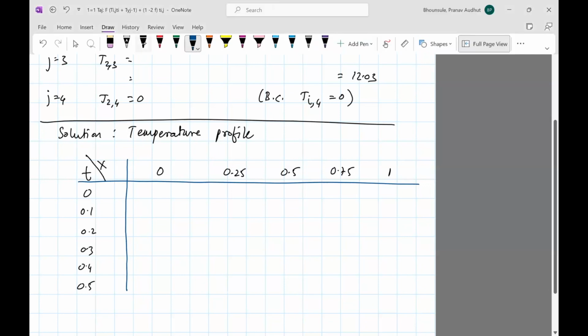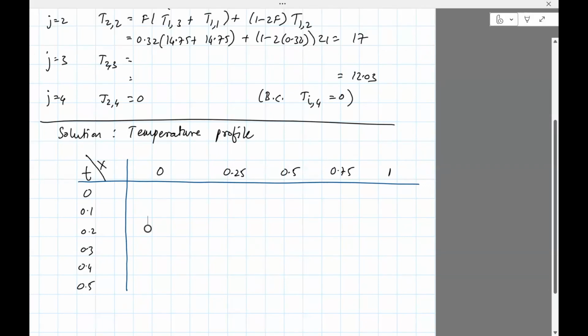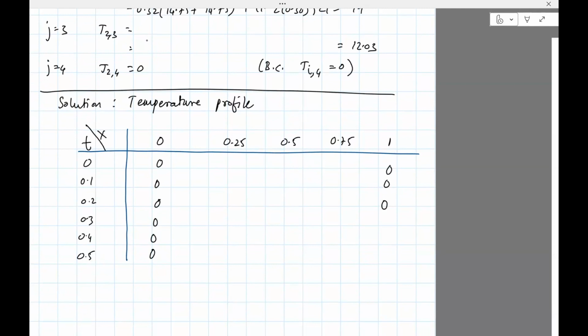Okay, so we need to fill this from the calculations you do. Since the boundary condition is 0, this will always be 0, 0, 0, 0. And then this is also easy. It's 0, 0. How many zeros do I have? 1, 2, 3, 4, 5, 6.